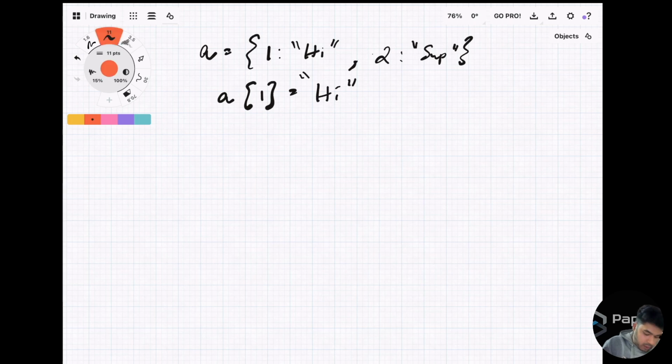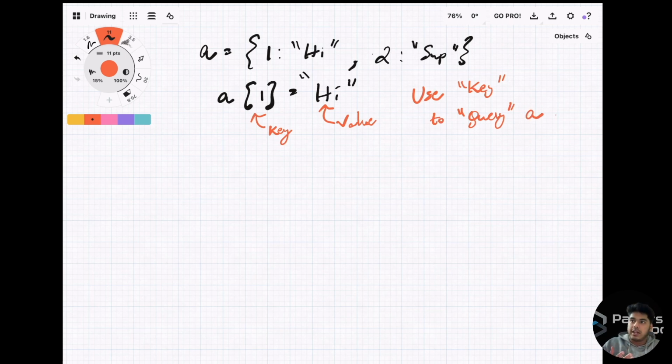Now, if we look at the technical terms, this is a key, this is a value, and we use the key to query A. Why is this related to attention? And like, why do we care? It's just a dictionary, right?